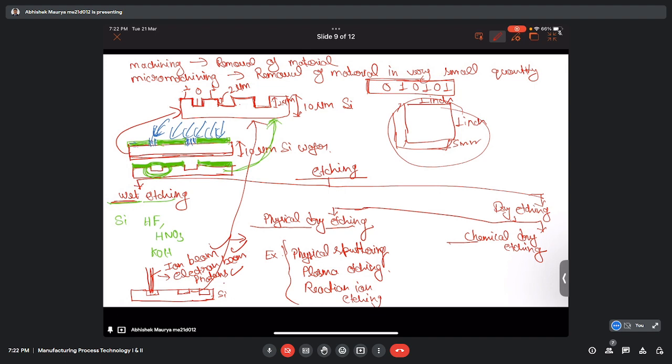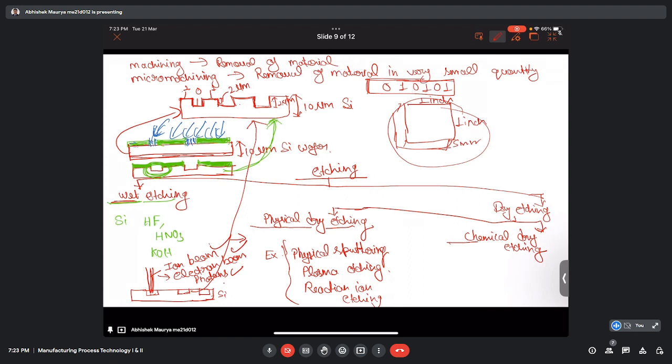So there is a third category also, that is called chemical dry etching. In chemical dry etching, again we are using chemicals to remove a small amount of material. But now the chemical is not in the liquid form, it is in the gaseous form, therefore we are calling it dry etching.